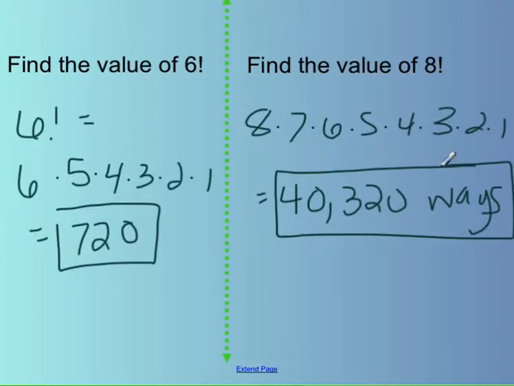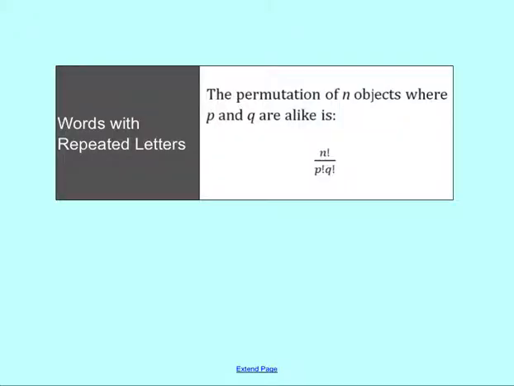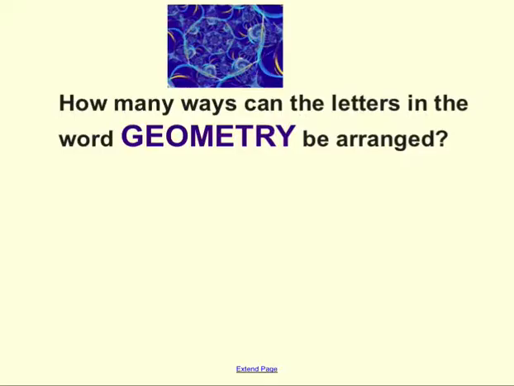All right, let's take a look at where we can apply some of these factorials. One of those is if we're trying to find arrangements of words that have repeated letters. The permutation of n objects where p and q are alike, where p and q are letters that are repeating, is n factorial divided by p factorial times q factorial. That looks really confusing, but it's actually not that bad when you apply it to an example with factorials. Let's do that, and make sure you have all that written down before you move on.